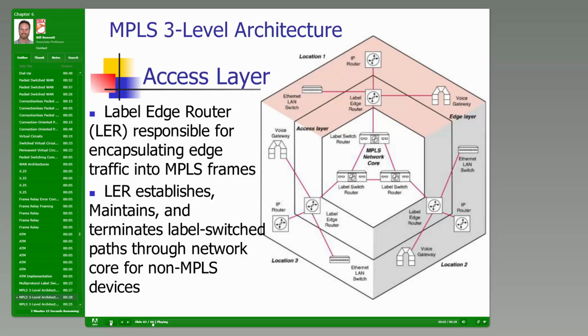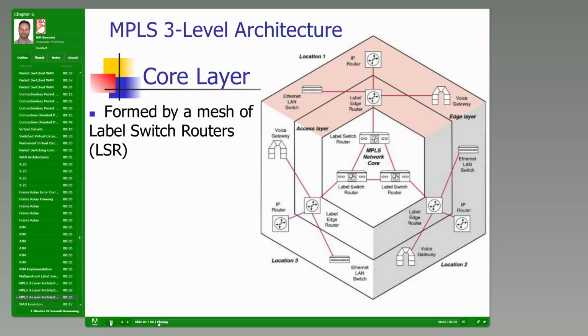Then at the access layer, that's where the LERs, or the label edge routers, exist. And they're responsible for taking all of that data that's coming in from those non-MPLS devices out there in the edge layer and then encapsulating it into MPLS frames. Also, the label edge routers establish, maintain, and terminate the label switched paths that go through the network core for any of the non-MPLS devices.